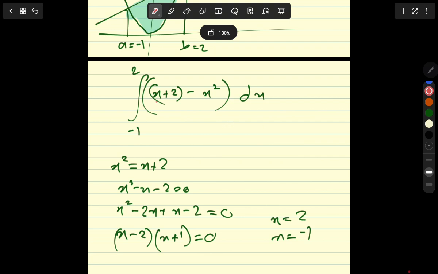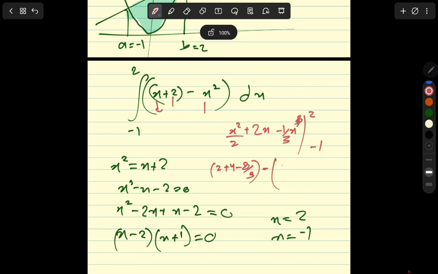So this becomes x squared over 2, plus 2x, and minus 1/3 of x cubed, and then you apply the limits 2 and minus 1. So when you apply 2, you get 4 upon 2, which is 2, plus 4, minus 2 cubed upon 3, sorry, minus 8 upon 3. And then you apply the limit minus 1.